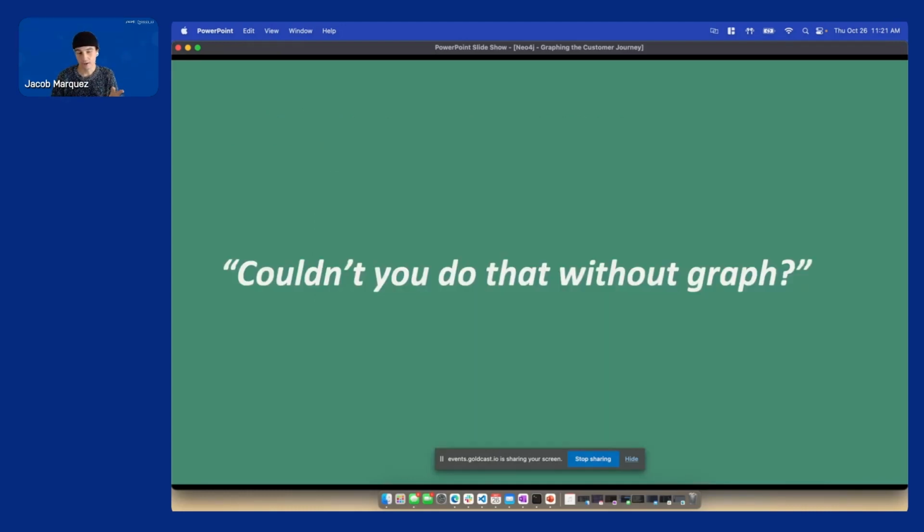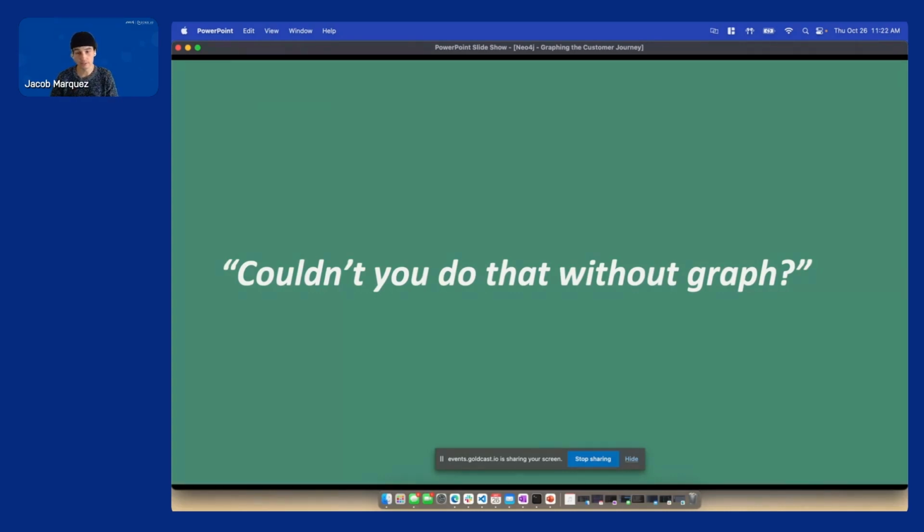Before moving on, I do want to answer this question because I receive it quite a bit, especially when you're coming from a very traditional relational database sort of framework or system. And that is, couldn't you do all of this without a graph? My answer to that is, yeah, you probably could. And I've seen it done for years. The team I was on did customer journey analytics and data science. That was kind of their bread and butter, and yeah, they did it for 5 years.